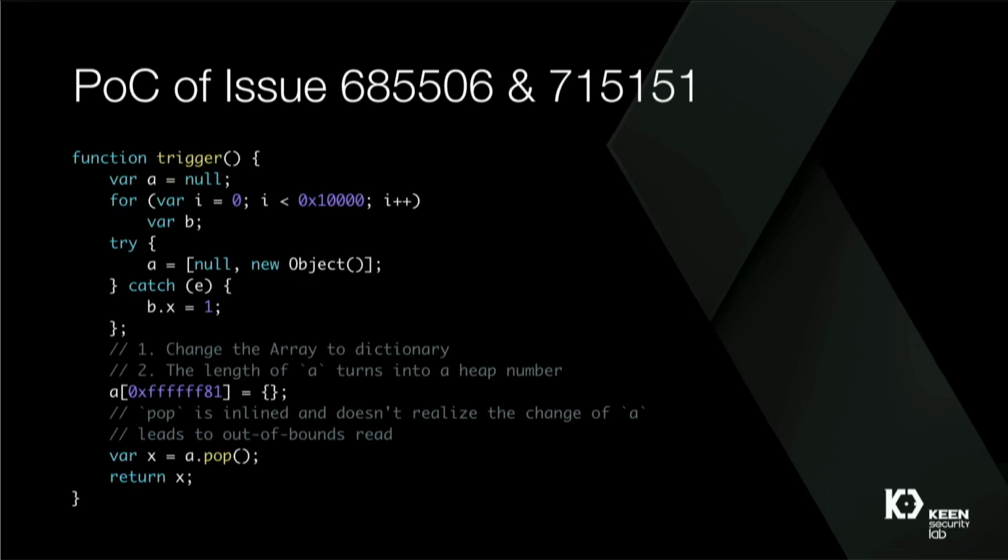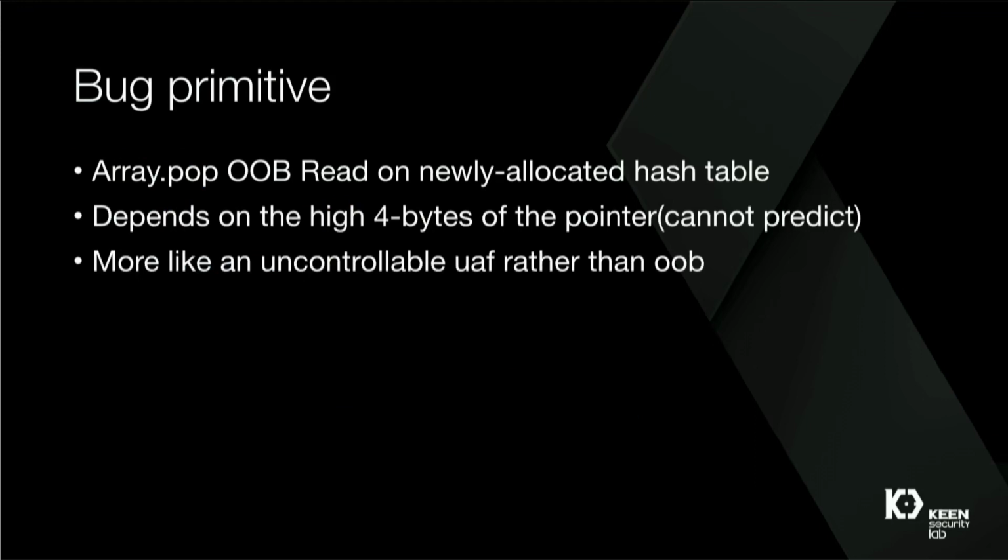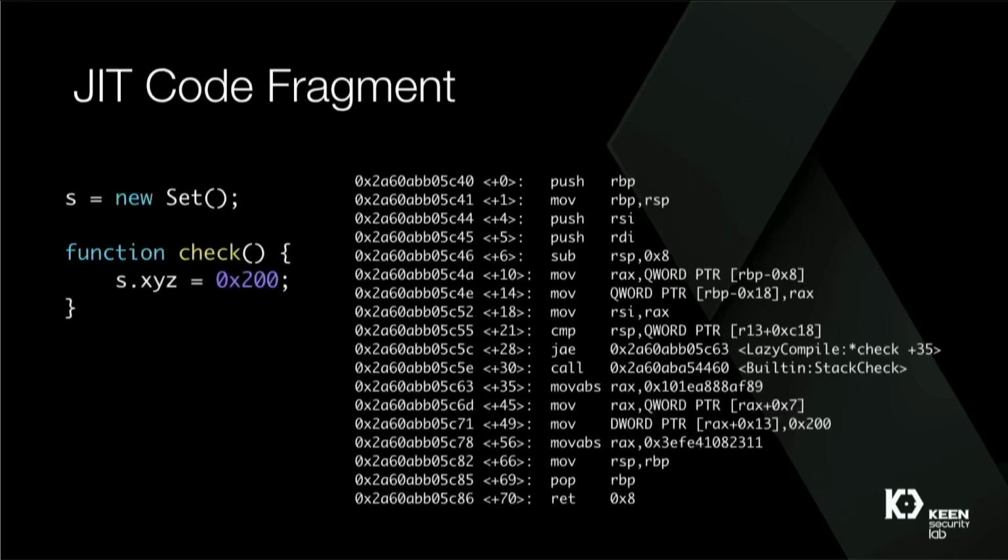This is the standby bug for Pwn2Own 2017. This is also a low-quality bug like the previous one. Because of the time, I'm not going to introduce the details of this bug. In summary, this bug has an out-of-bounds pop on the newly allocated hash table, and the offset of the pop operation depends on the high four bytes of the pointer, which obviously cannot be predicted or controlled. So it is more like an uncontrollable use after free rather than an out-of-bounds read. To exploit these low-quality bugs, we put forward the JIT fragment in Mobile Pwn2Own 2016. Let's take a look at the assembly code.